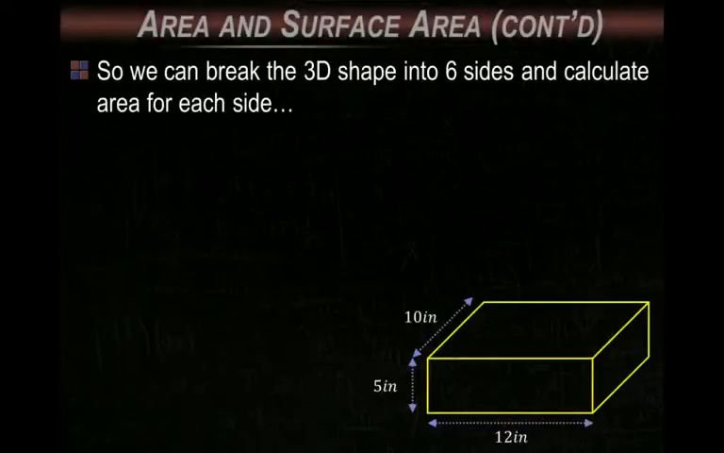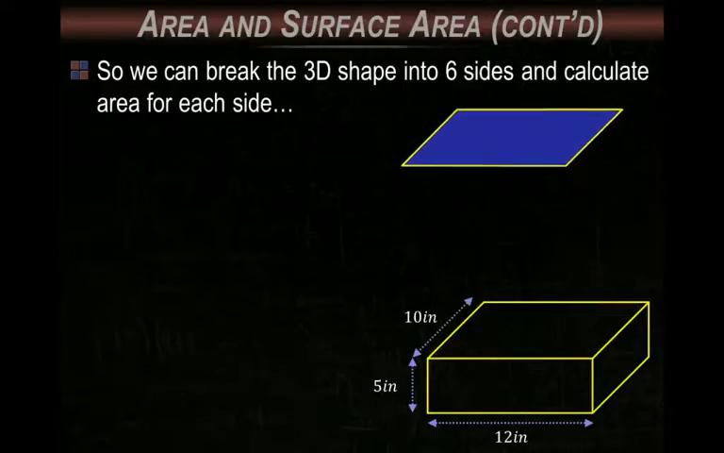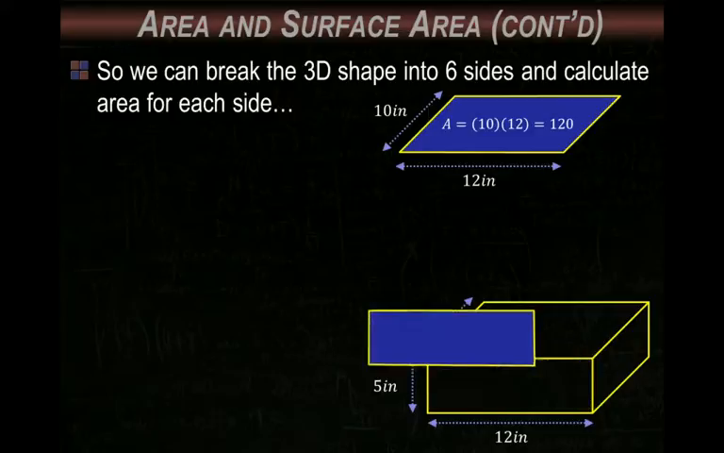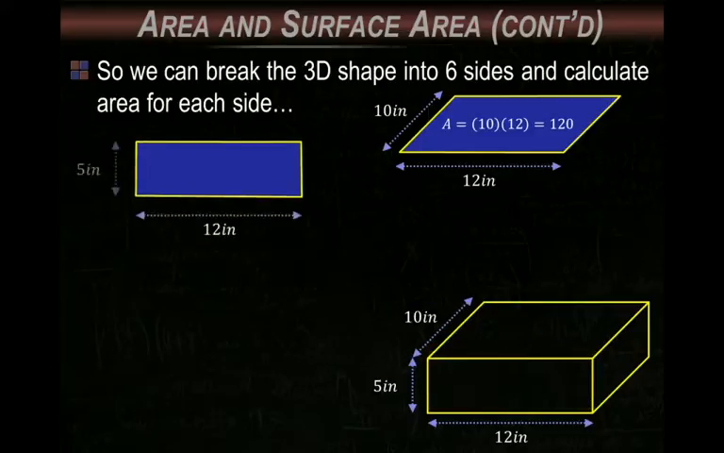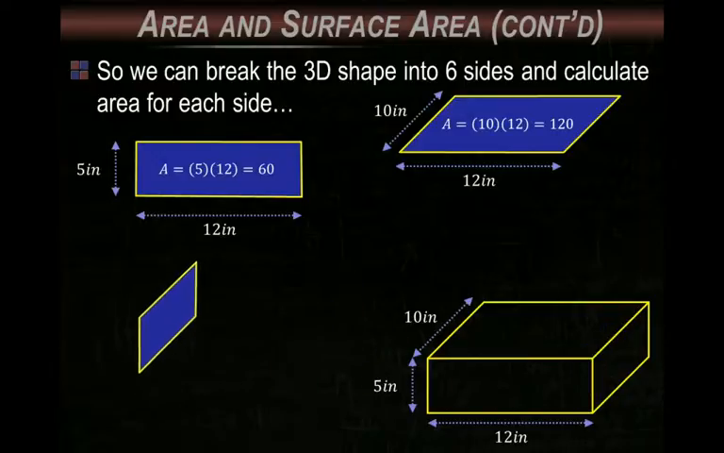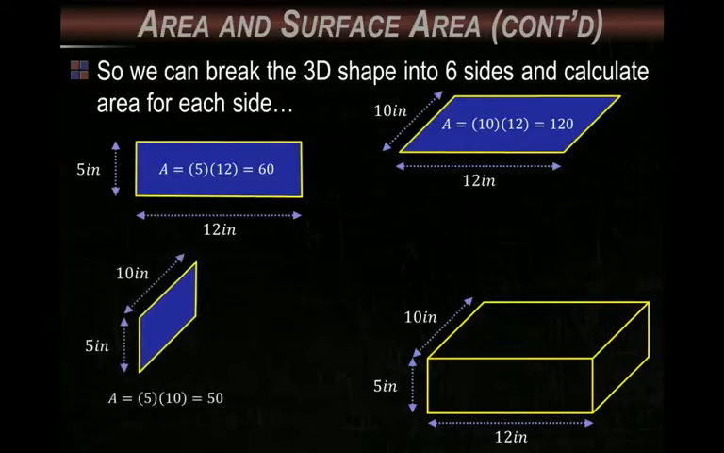So think of it this way. Here's the shape. I'll pull off one of these rectangles, and I'll calculate the length times width, and I get an area of 100, 12 times 10. Then I'll pull off one of the other rectangles, say that one, and I'll multiply out the area. So 5 times 12, 60. But now I know I have one more side to calculate, that side. And I'll do the calculation, which is 5 times 10, or 50.